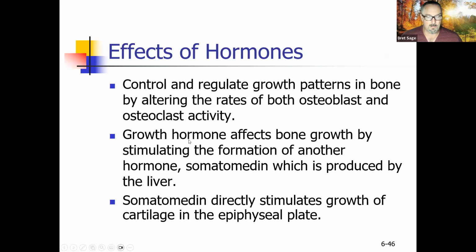Growth hormone, or human growth hormone, HGH, affects bone growth by stimulating the formation of another hormone called somatomedins, which are produced in the liver. I'm going to talk about how HGH and somatomedins work together in my physiology class, if you take that. Somatomedins directly stimulate the growth of cartilage, the epiphyseal plate, helps you get taller.